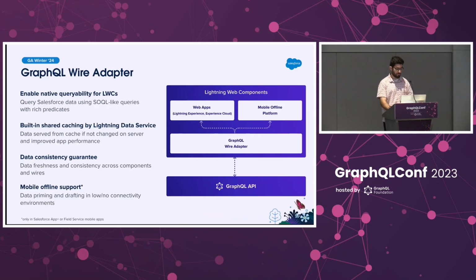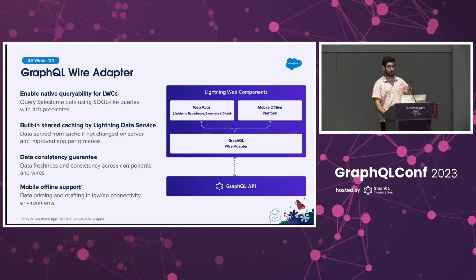You can customize them. And now we have this new GraphQL wire adapter for the Lightning Web Components. And it interfaces directly with our GraphQL API. And there's a lot of benefits with this wire adapter. Some of these benefits include caching. So some of the talks earlier today talked about how caching is a very hard problem. We take care of a lot of that for you. So if things don't change on the server, we have improved app performance for you. You don't have to worry about checking to see if data has changed. We now have native queryability right from the Lightning Web Components. We have data consistency guarantees.